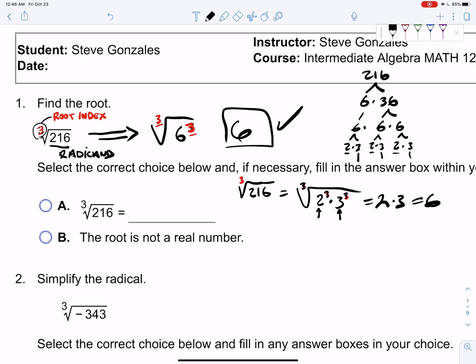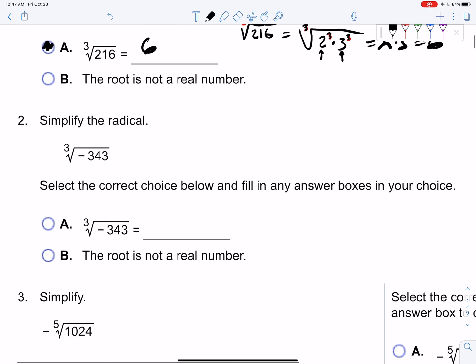So it's faster if you can find the biggest perfect cube. Okay, so we got this to be 6. The answer is A. And then we move on to the next one.